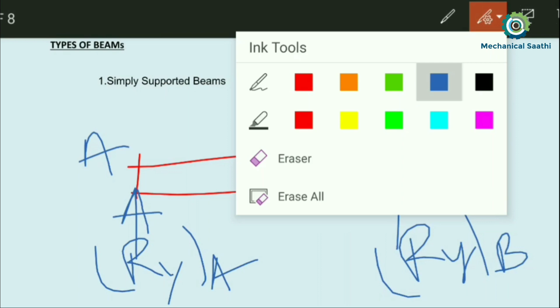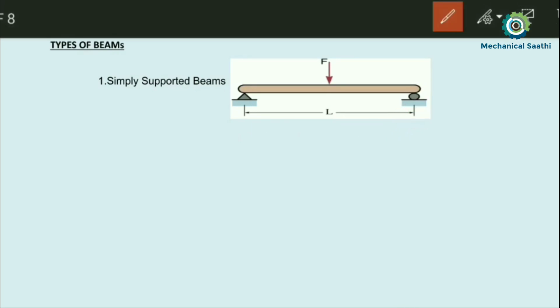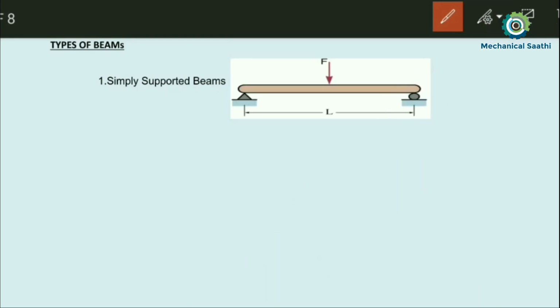Here I have given you one of the examples. You can see this support is called the hinge support, and this is the roller support. For the roller support, I draw a diagram somewhat like this. Another type of roller support can also be shown like this, so it is also correct. You need not worry about that. So this is the hinge support, and this is the roller support.